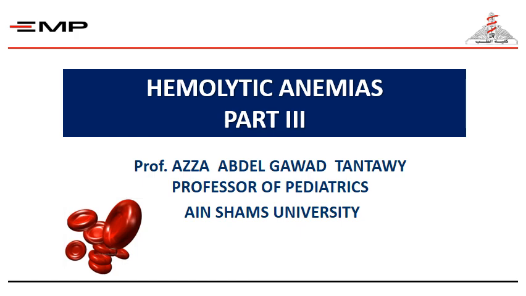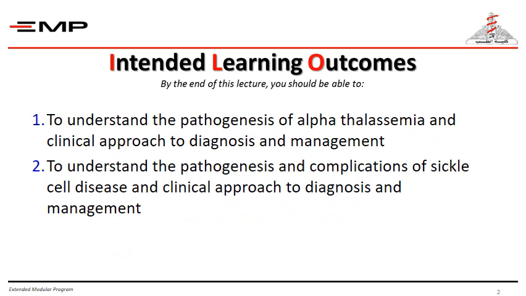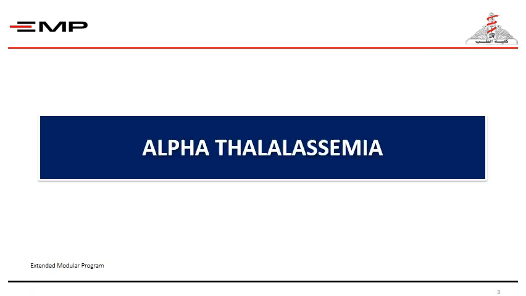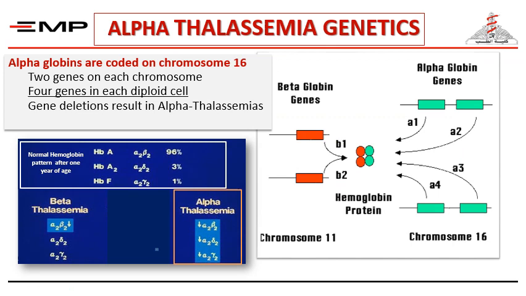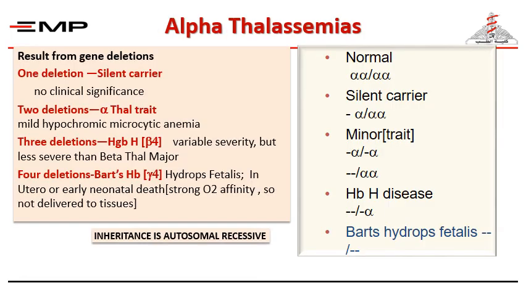In the next few minutes, we are going to continue speaking about hemolytic anemias, especially alpha thalassemia and sickle cell disease, their diagnosis and management. Alpha thalassemia: this slide we have seen before, and we have spoken that alpha globin genes are carried on chromosome 16, and we have 4 genes responsible for the alpha globin. So what's alpha thalassemia?